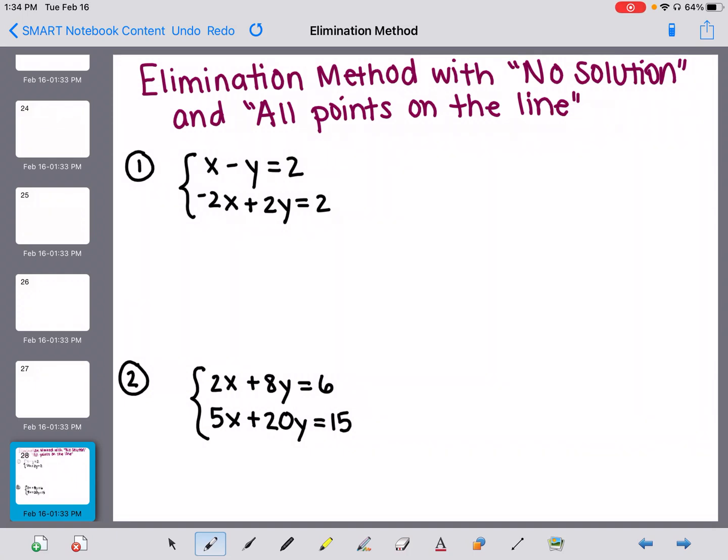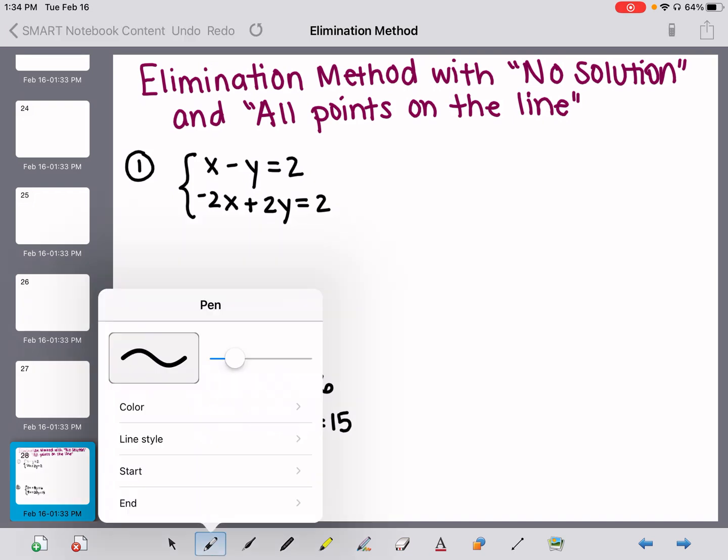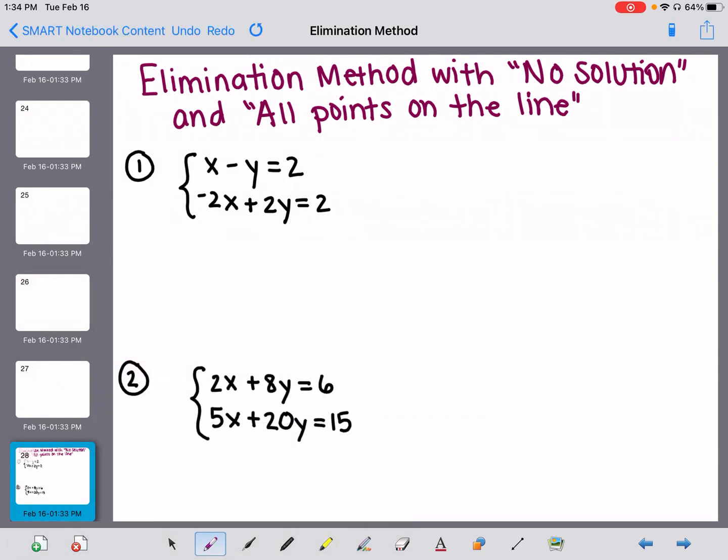Examples of the elimination method where you're going to see either a no solution result or an all points on the line result. So looking at example number 1, I'm going to try to eliminate the x's. I'm just choosing that because it was first and I didn't notice anything very special about either one of these. So I'm just going with x.